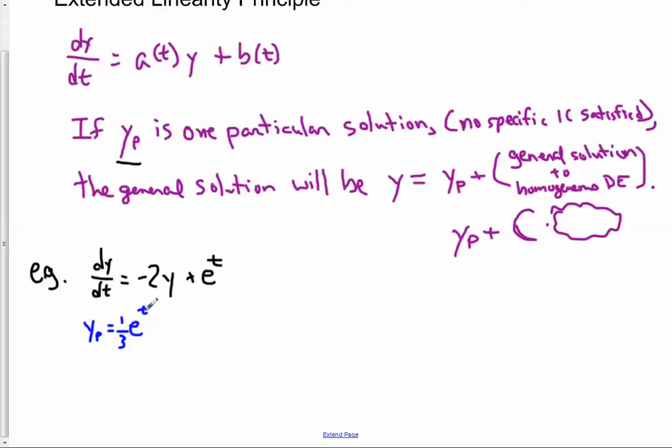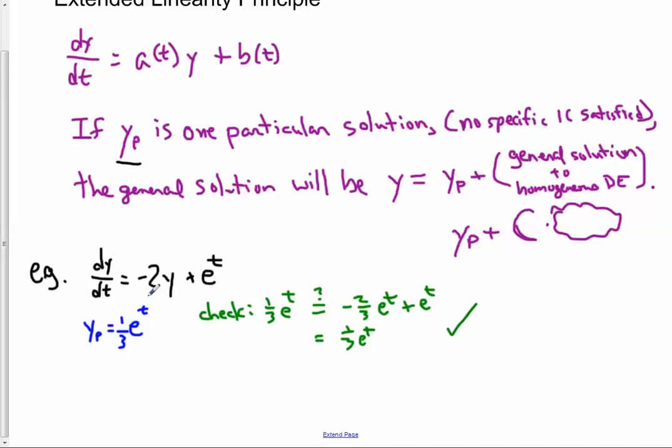Okay, so let's check it. On the left-hand side is the derivative. The derivative of 1/3 e to the t is 1/3 e to the t. And then on the right is negative 2 times y, so that'll be negative 2/3 e to the t plus e to the t. And yep, that equals 1/3 e to the t. So it checks out. All right, so 1/3 e to the t is one solution.